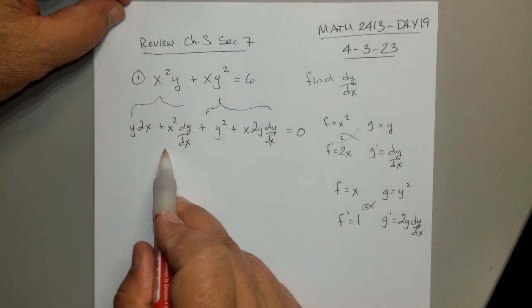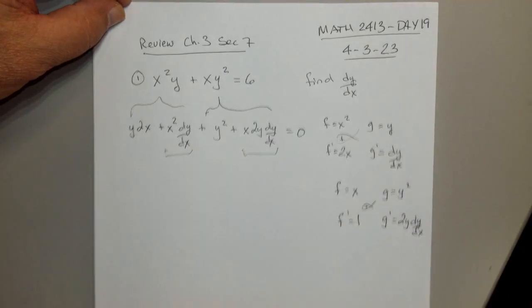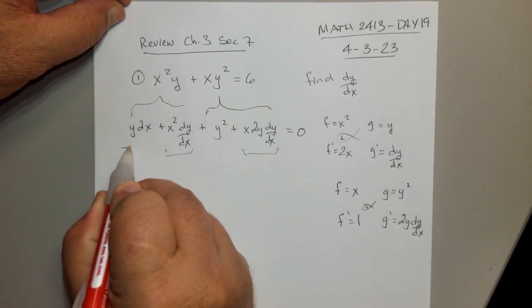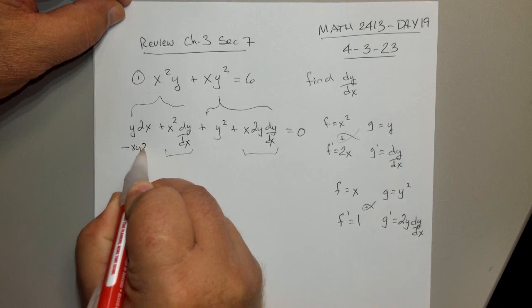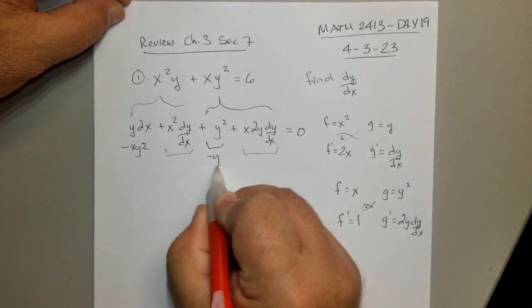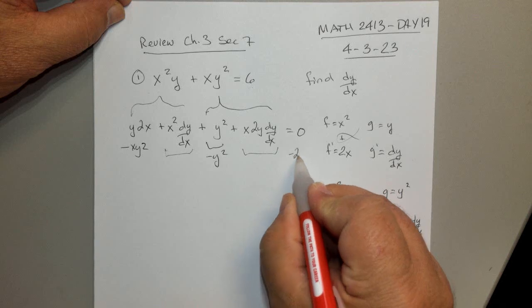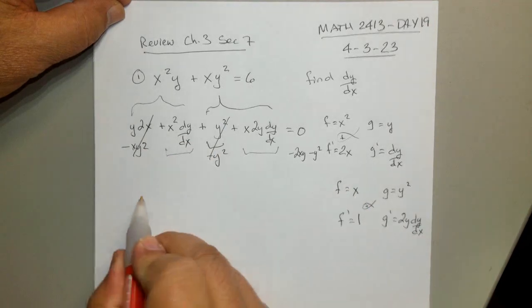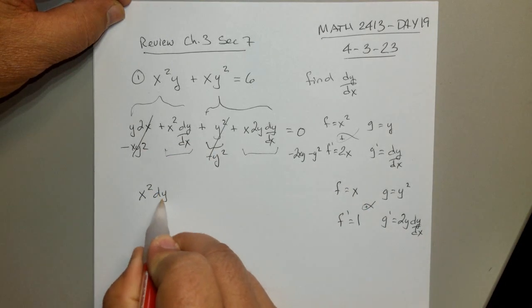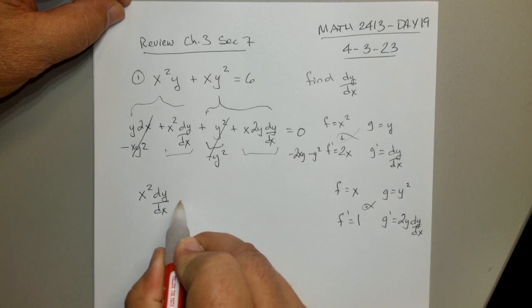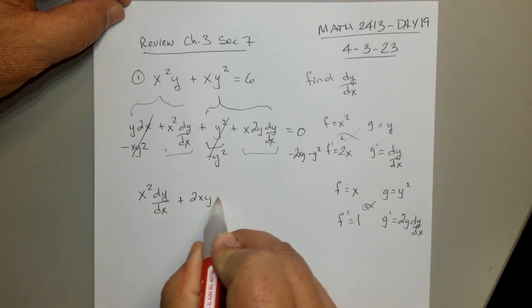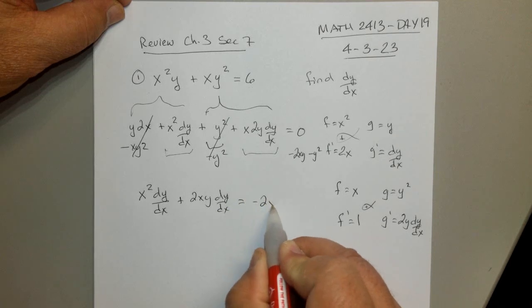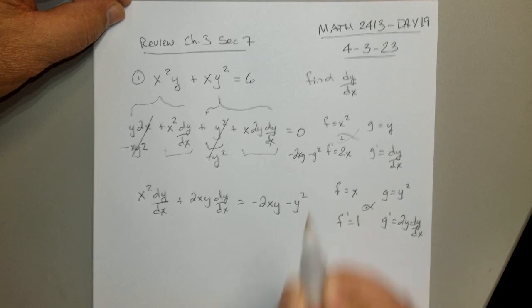So everything that has dy dx, we leave over here. Everything that doesn't have dy dx, we move to the other side. So we have to subtract 2xy and y squared. 2xy minus y squared. Negative 2xy minus y squared.